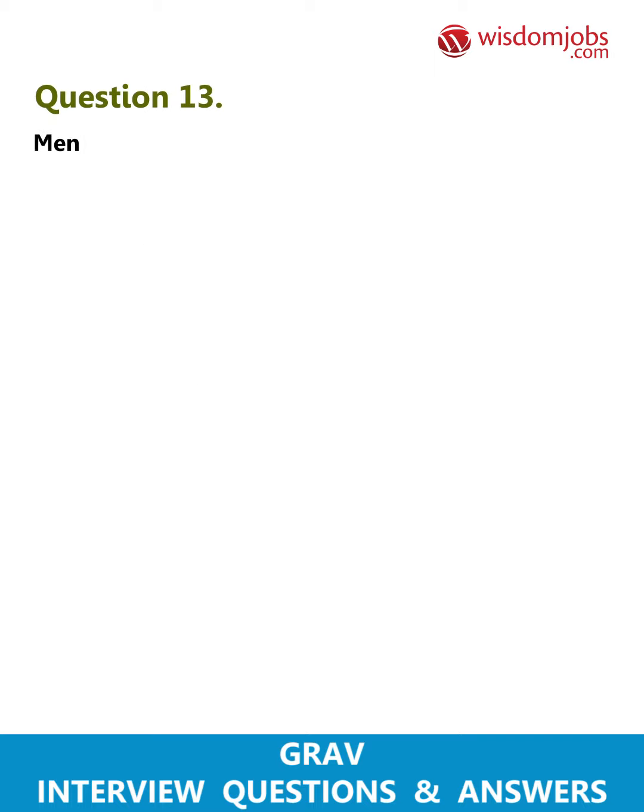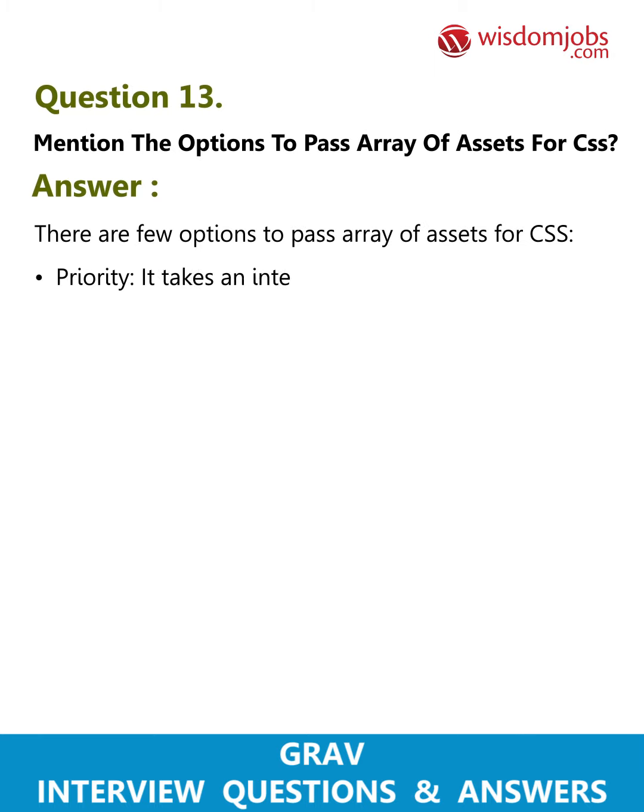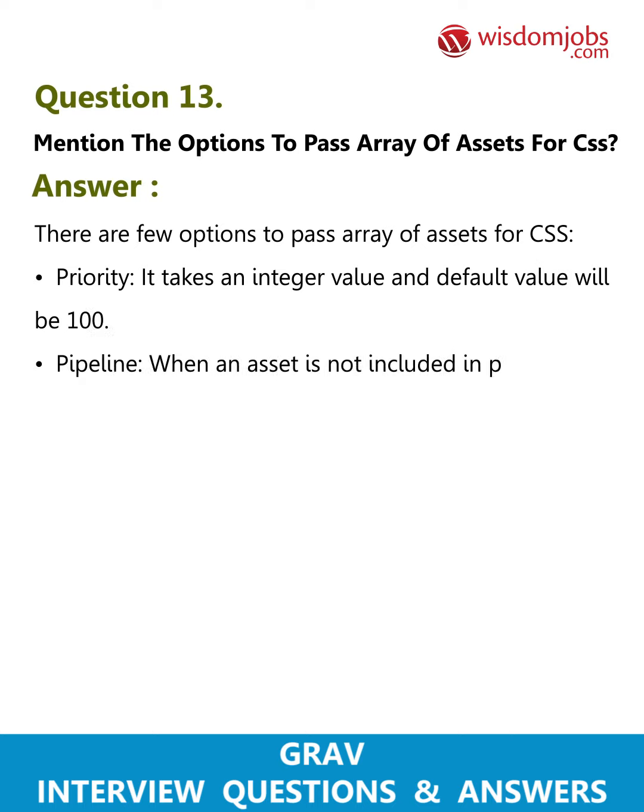Question 13. Mention the options to pass an array of assets for CSS. Answer. There are a few options to pass an array of assets for CSS. Priority. It takes an integer value and the default value is 100. Pipeline. When an asset is not included in the pipeline, it is set to a false value, and the default value is set to true.